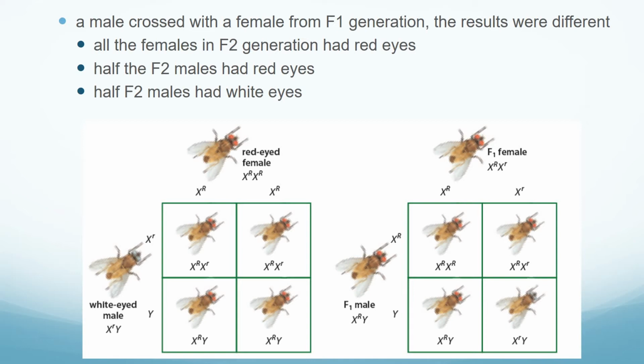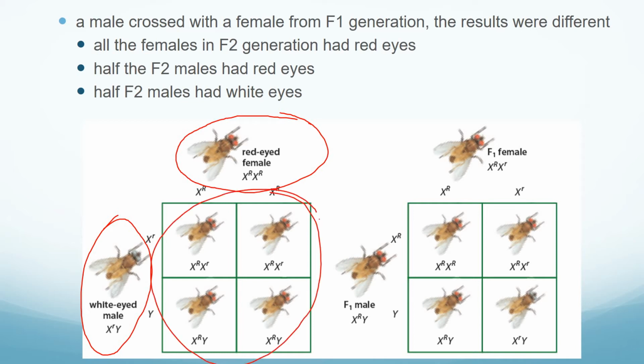So in this illustration, these are the parents that Morgan took. We have a red eye female and a white eye male. He crossed them. We have 100% of the results, regardless of gender, being red eye. That's because they're all heterozygous.